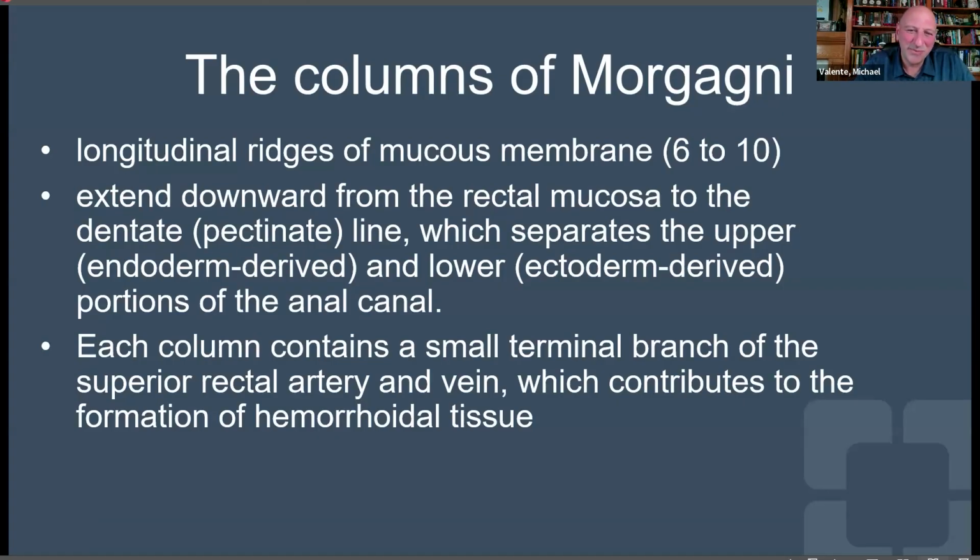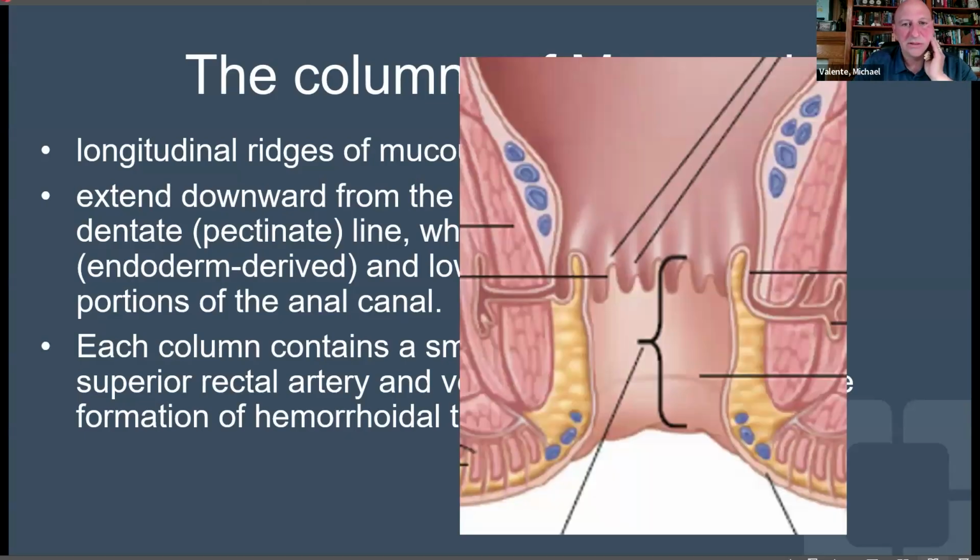We'll go over that as well. So each of these columns of Morgagni has a small branch of the rectal artery, and these columns also make part of the hemorrhoidal cushions, otherwise known as just the hemorrhoids. And you can see these areas here, and we all know the dentate line or the pectinate line.